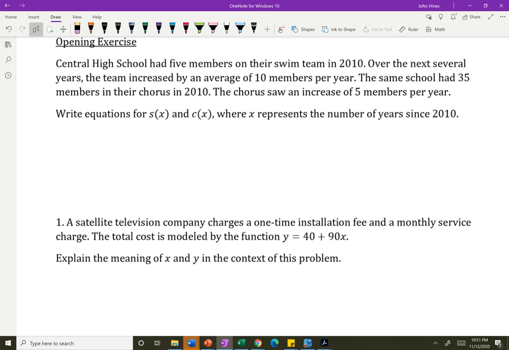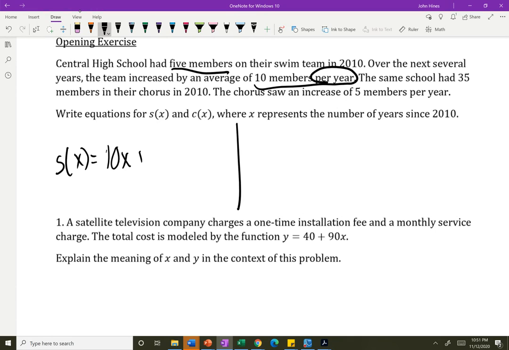So Central High School had 5 members on their swim team. And over the next several years, it increased by 10 members each year. So my swim team, S of X, equals 10 members per year. That's my rate of change. 10 is my slope, and I started with 5 members. That's my initial amount, my y-intercept.